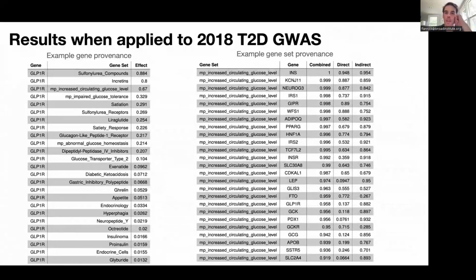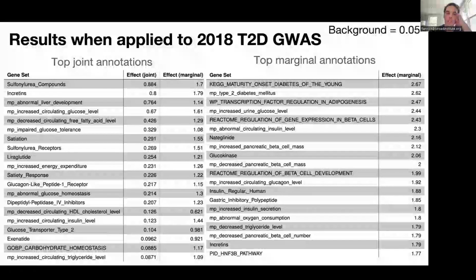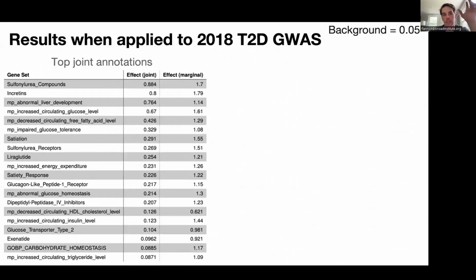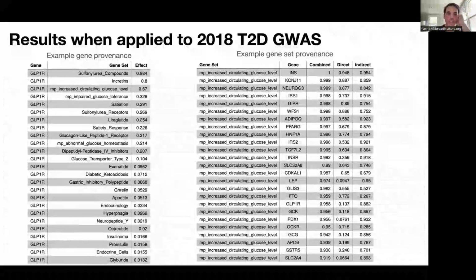So one nice thing is that we get the gene values, which are two axes. We have the gene set values, and then you get this nice estimate of provenance. So you don't just get the indirect support for a gene like GLP-1R, you get the specific gene sets that supported it. So you can very nicely drill down. And conversely, for every gene set, you can drill down to see the genes that supported that.